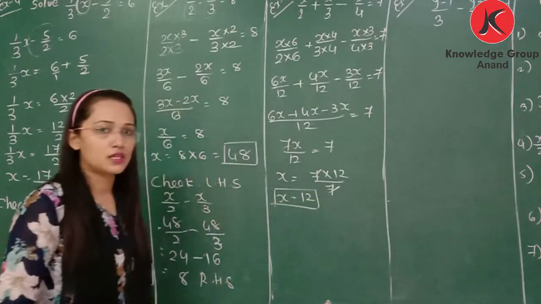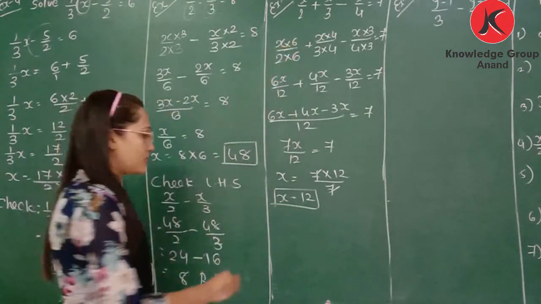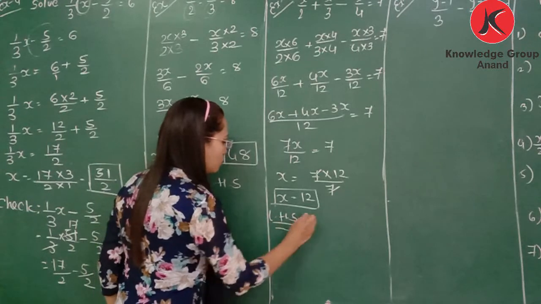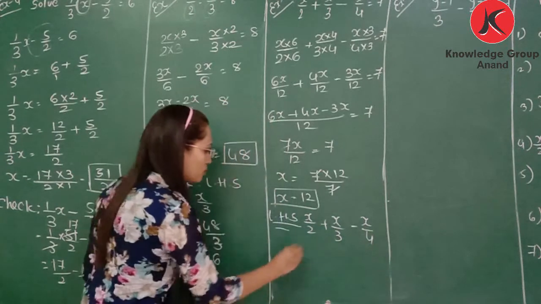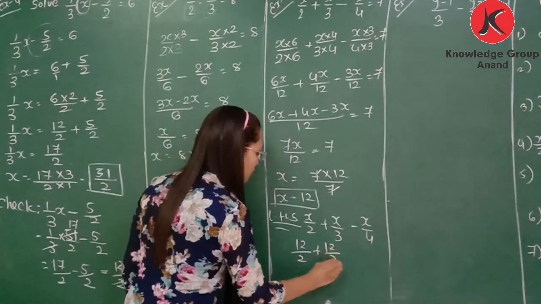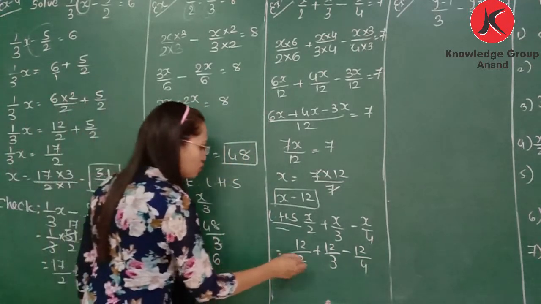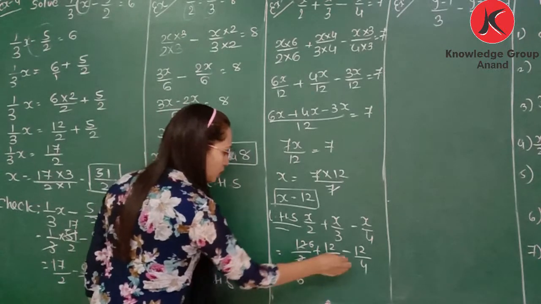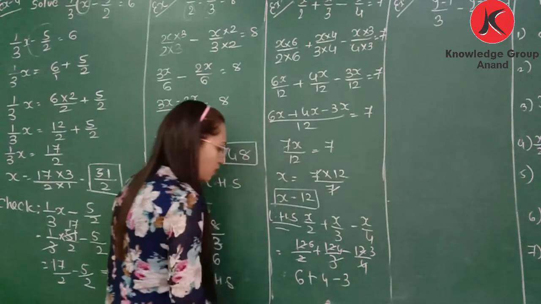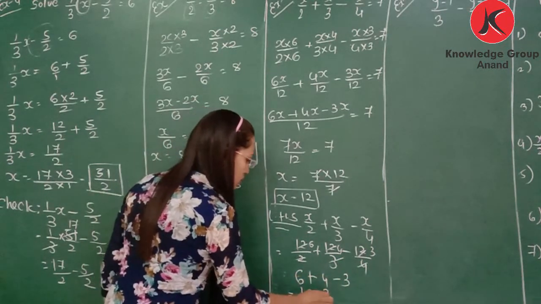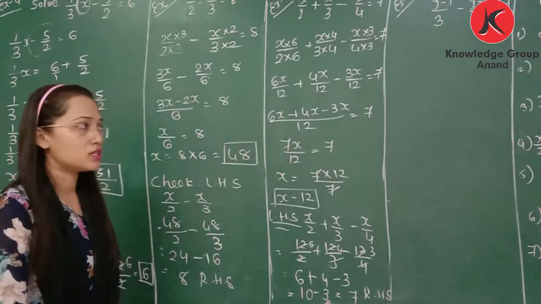Now you can check whether your answer is correct or not by writing the value x is equal to 12 in the left hand side. So our left hand side is equal to x by 2 plus x by 3 minus x by 4. So 12 by 2 plus 12 by 3 minus 12 by 4. Value of x is 12. Now 12 by 2, so it is 6. Here we can cut, that is 4 3s are 12. So 6 plus 4 is 10, minus 3, that is 7, and our right hand side is 7, which means our answer is correct.